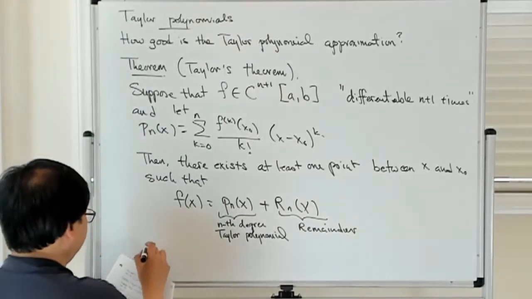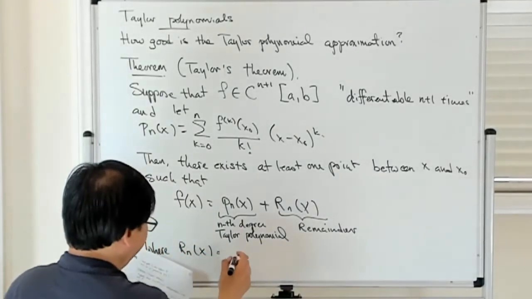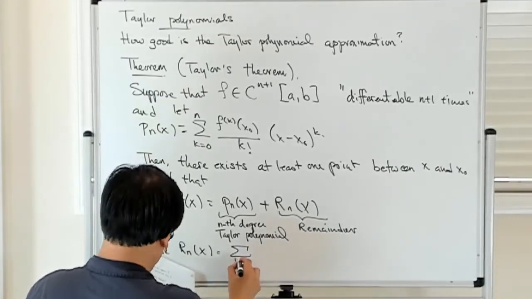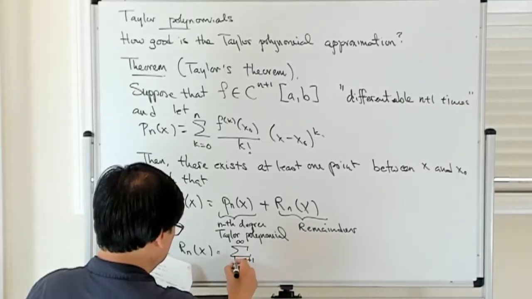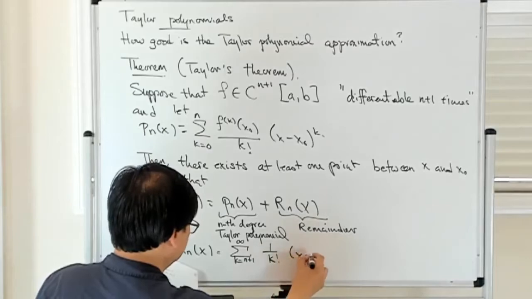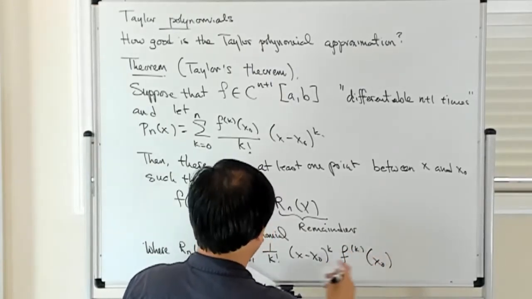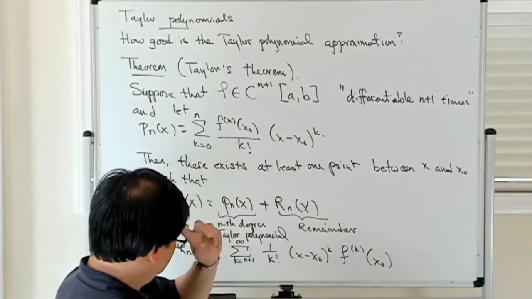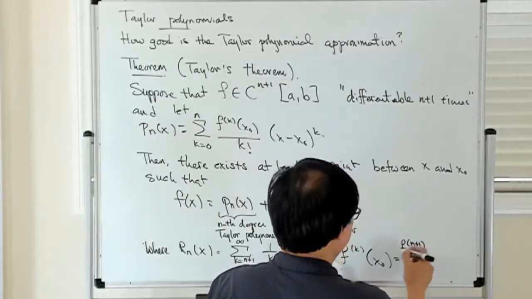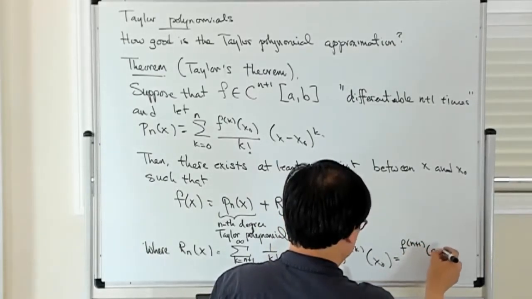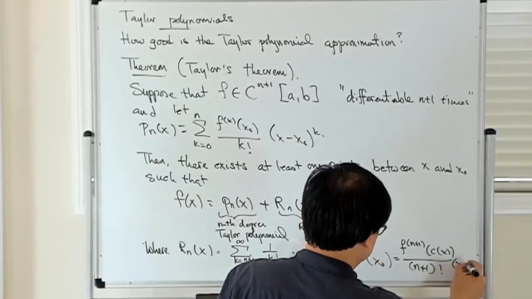And the remainder looks like the following. Rn of x, by definition, is the sum from k equals n plus 1 to infinity of 1 over k factorial times x minus x0 to the k power, times the kth derivative of f at x0. That's the terms which you have omitted from the infinite Taylor approximation. And this turns out to be equal to the (n plus 1)th derivative of f at some unknown point c, which in general depends on x, divided by (n plus 1) factorial, multiplied by x minus x0 to the (n plus 1)th power.